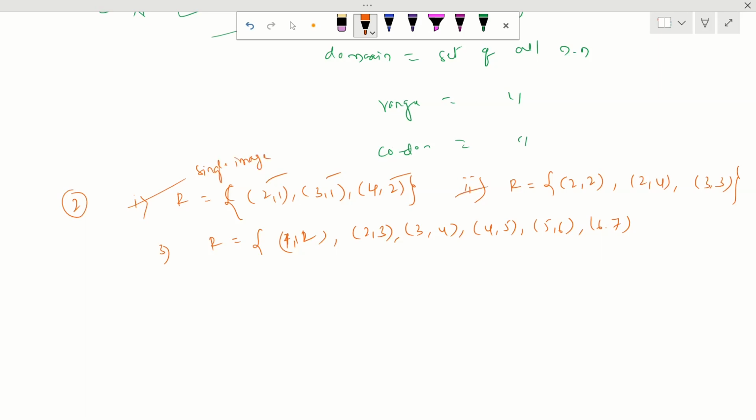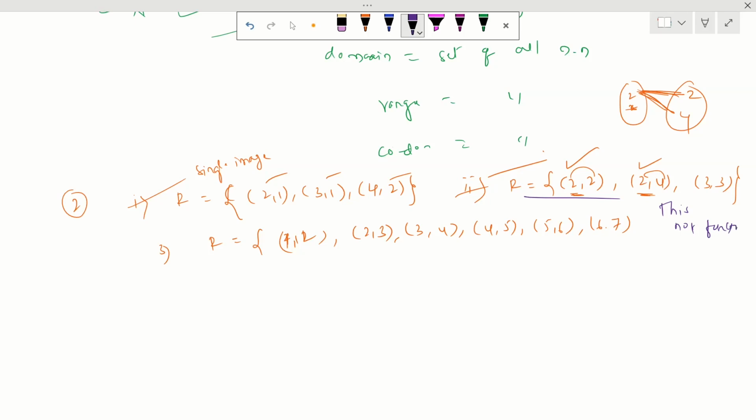Now in the second example, 2 is matching with 2 and 2 is matching with 4. The first element, 2, is repeating, so from the first set, two relations go out from it. Therefore we can say this is not a function. The second one is not a function.